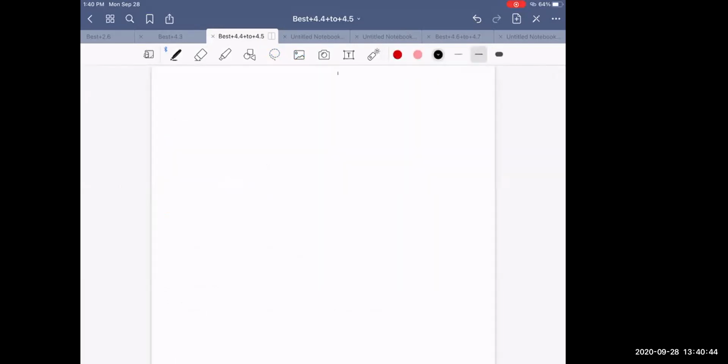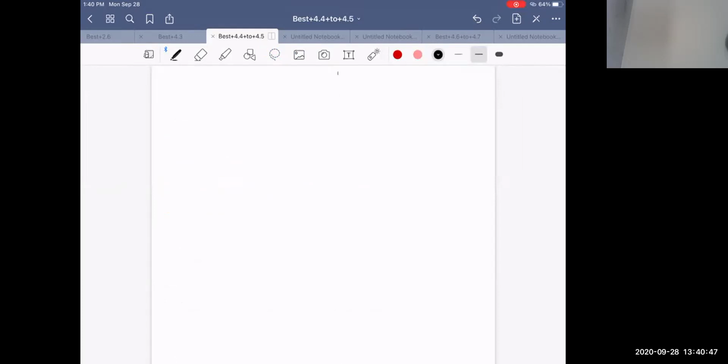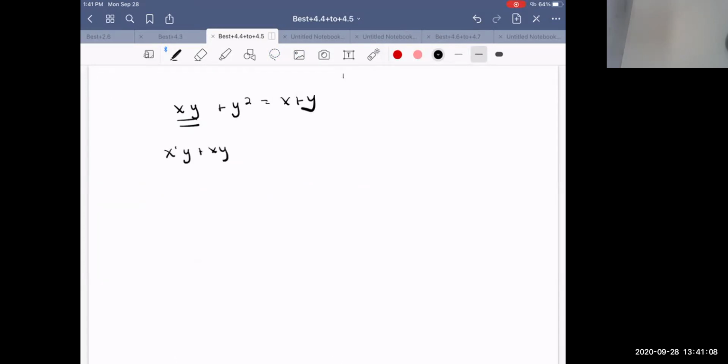Okay, let's just continue on. Okay, let's do that. So I'll just use my open book. What we had was xy plus y squared is equal to x plus y. And so we're going to differentiate. Here I've got a product rule, right? So I've got to be careful. So it's x prime y plus xy prime plus 2yy prime.